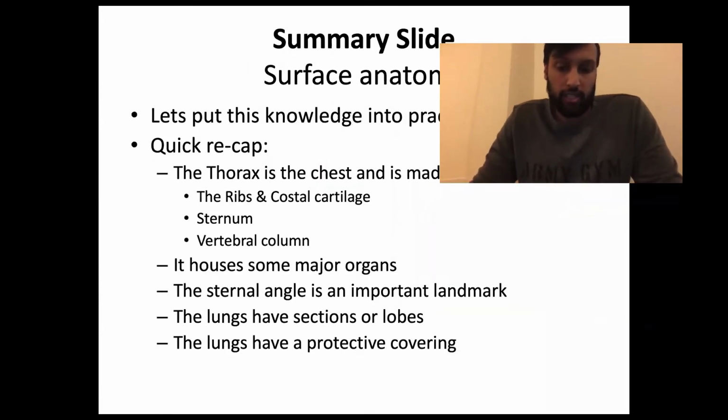So just a brief summary: the thoracic cage is made up of your costal cartilage and ribs. You have the lungs, there are two lungs, a right lung and a left lung. The lungs are divided into lobes. The right lung has 3 lobes, the left lung has 2 lobes. The reason the left lung has 2 lobes is because the heart sits more laterally towards the left lung, so it has to compensate by being slightly smaller.